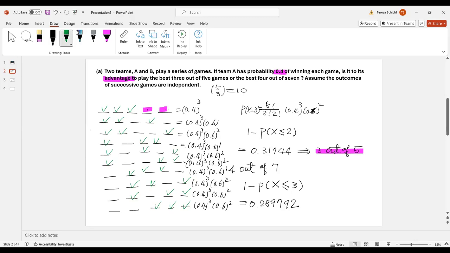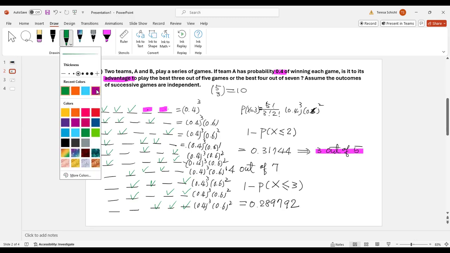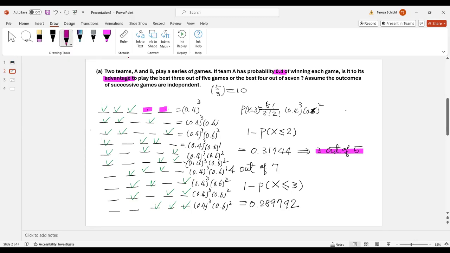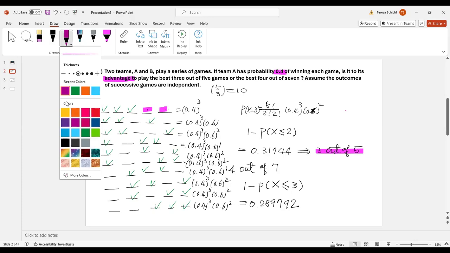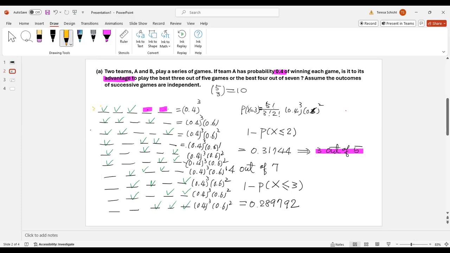Okay, so now let's try to write it. This is the one where you only need to play 3 games here, right? So this is the one you only need to play 3 games.